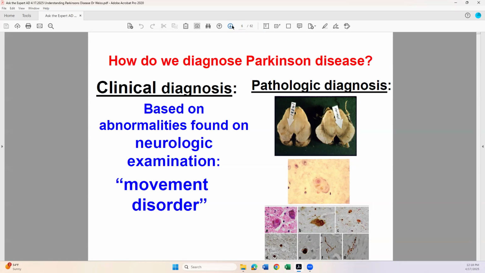Pathologically, of course, if someone were to die and have an autopsy, you would see loss of pigmented neurons in the midbrain, and those nerve cells in the substantia nigra have a little inclusion called a Lewy body. But of course, these are things you cannot see during life. You can't see these things on MRI and CAT scans. These are strictly pathologic. Those are the pathologic findings that confirm the clinical diagnosis. Now we can go to the next slide.